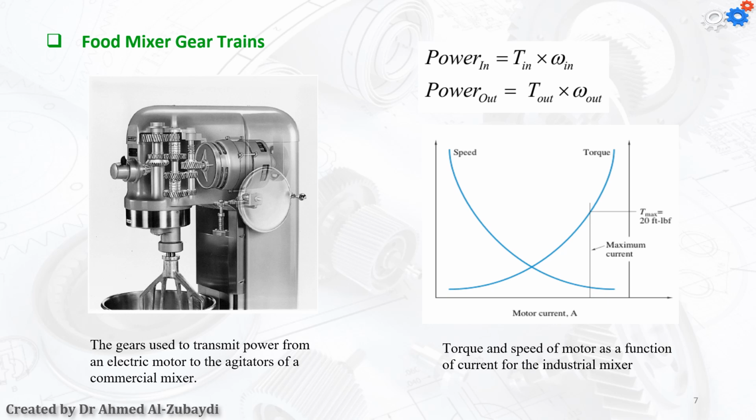In summary, the gearing system will act as a mediator, translating the motor output into an ideal speed and torque needed for the different mixing tasks, enhancing the mixer's versatility and performance.